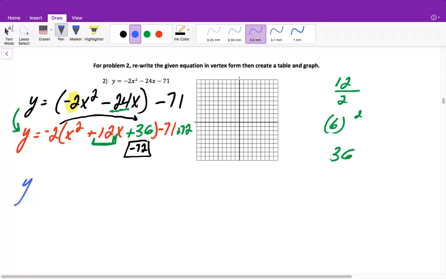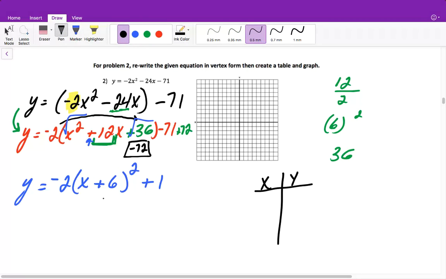Now we can factor. y is then equal to negative 2 times a binomial squared plus 1. Well, binomial squared, negative 72 plus negative 71 plus 72 is 1. Now this factors into the square root of the first and third, so it's x and it's 6. The sign that we have here is the sign that we put here. All right, now we create our table.